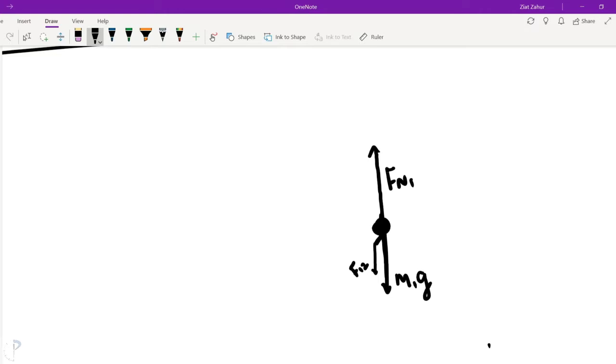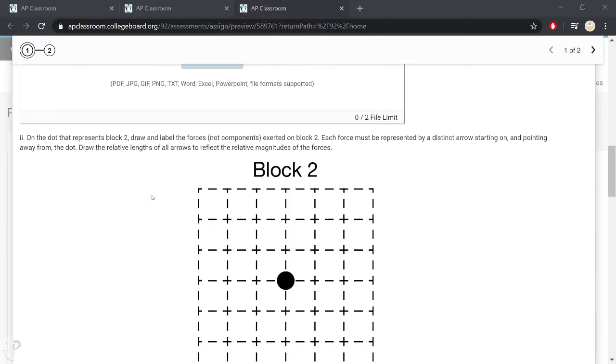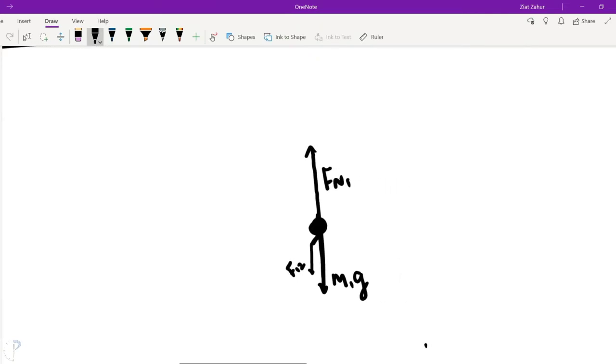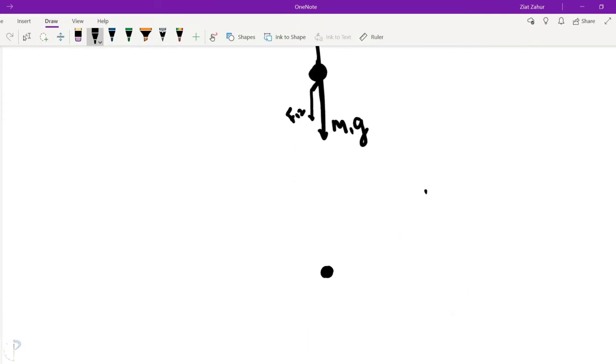And we should label them. Don't just call it FN, because especially when there are multiple objects, label them with their number. On the dot that represents block 2, draw and label force. All right, FBD for number 2. Well, number 2 is being pushed up by number 1, and that is the normal force. This is the normal force for number 2.